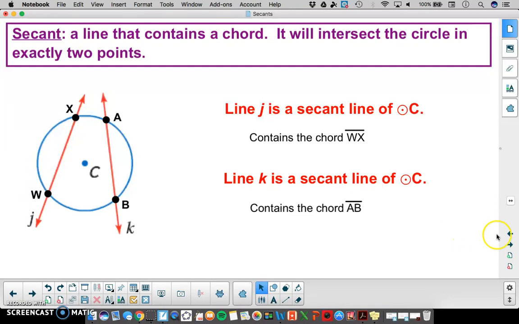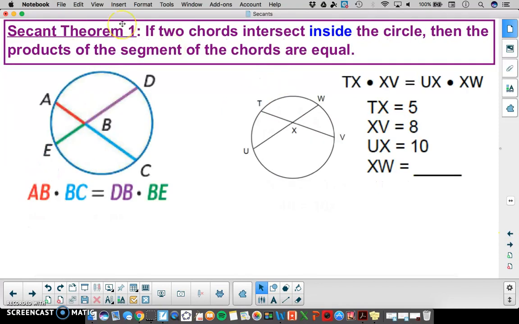Now we're going to look at some relationships that have to do with how secants intersect in circles. The first theorem is if 2 chords intersect inside the circle. So we have 2 secant lines that contain these chords, and they intersect inside at this point B. Then the products of the segments of the chords are equal.